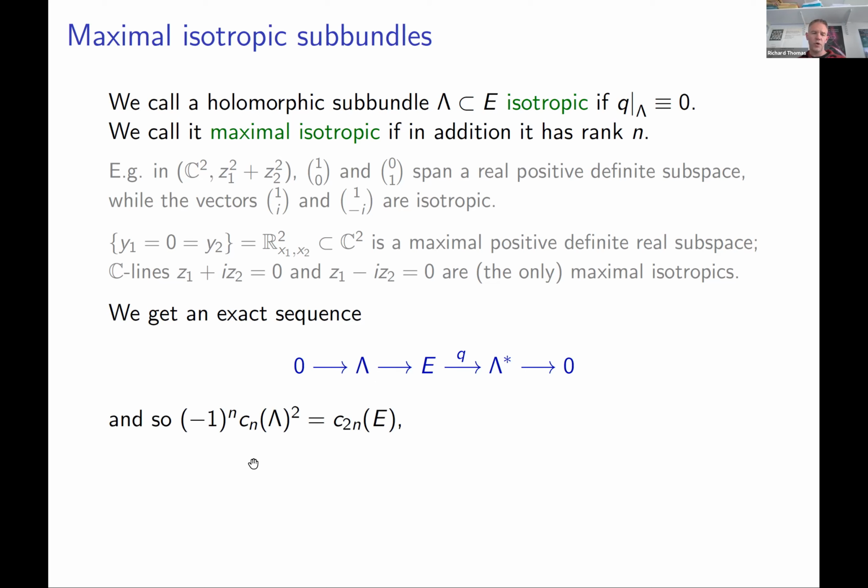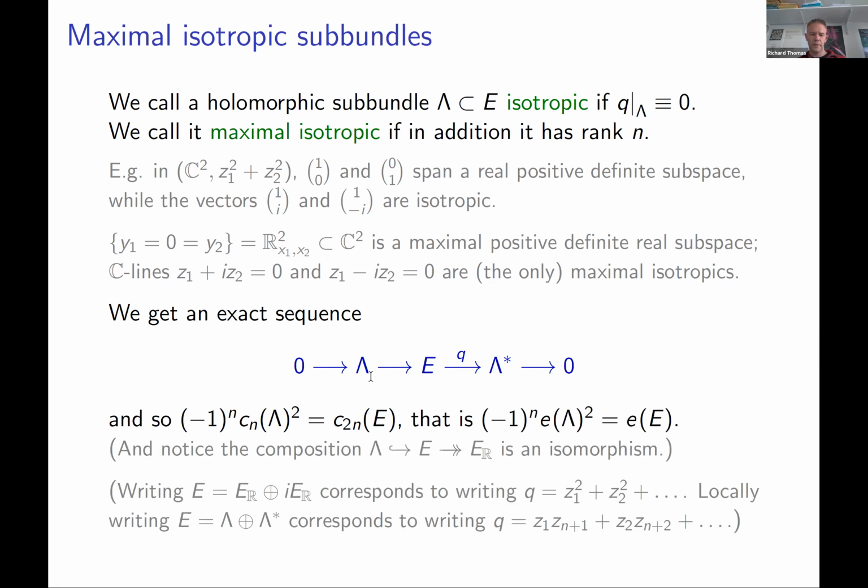Okay, and so what you recover from this is that again, the Euler class of the complex bundle is the square of the Euler class of some half-dimensional subbundle. So this looks very much like the real story from before. And indeed, you should notice that the composition from the maximal isotropic into E and then projecting to one summand of that real decomposition is an isomorphism.